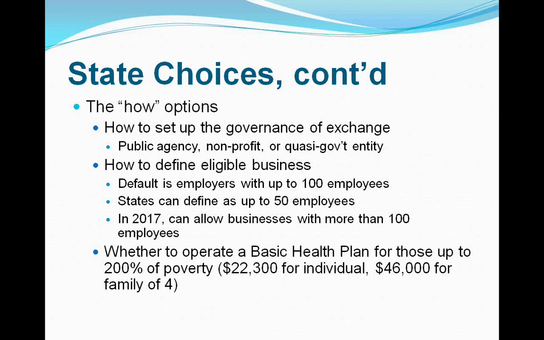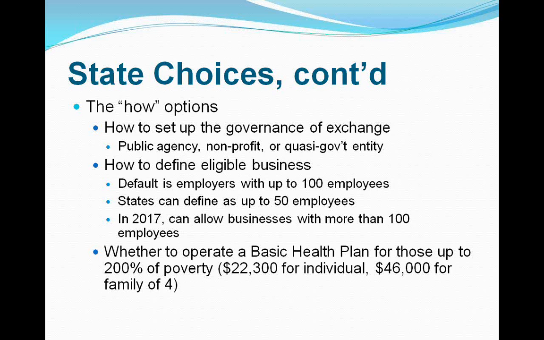Now, the second set of choices I categorize as the how options: how to set up the governance of the exchange. The rule says it can be a public agency, either an existing or new one, a nonprofit entity that runs it, or a quasi-governmental entity. Then, how to define the eligible businesses. The default is that the exchange will serve all employers with up to 100 employees, but states have the option of saying that at least initially they want to define eligible employers as only those with up to 50 employees. And in 2017, states can make the choice to allow businesses with more than 100 employees into their exchange.